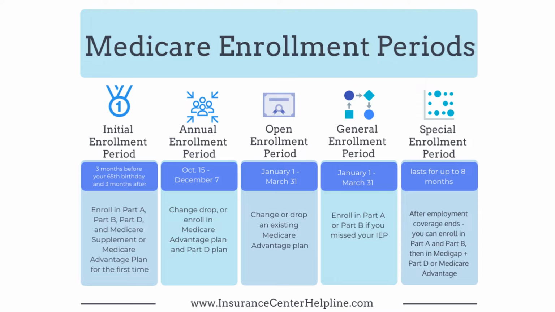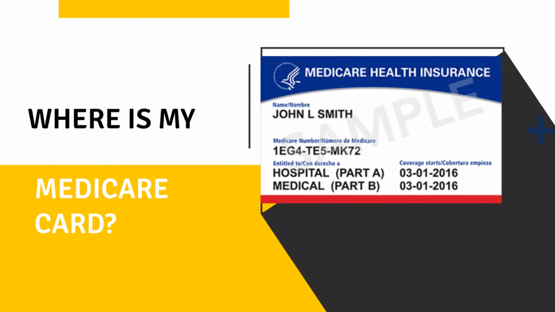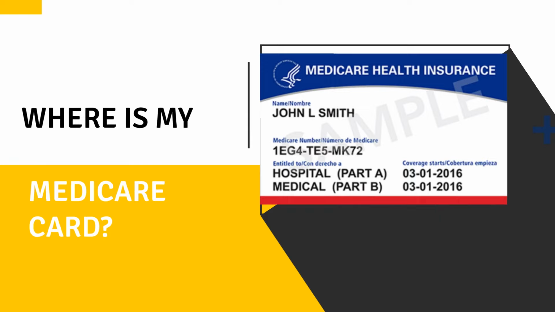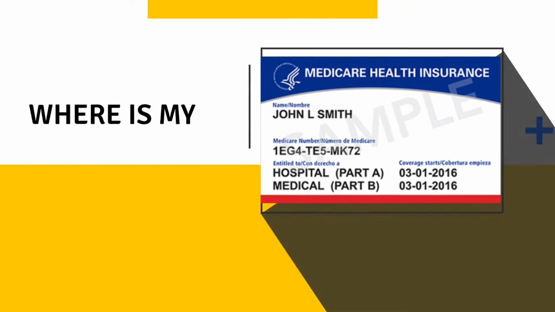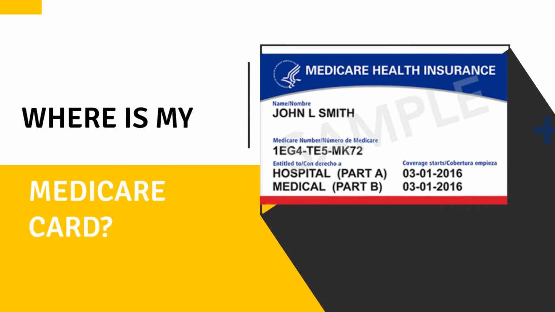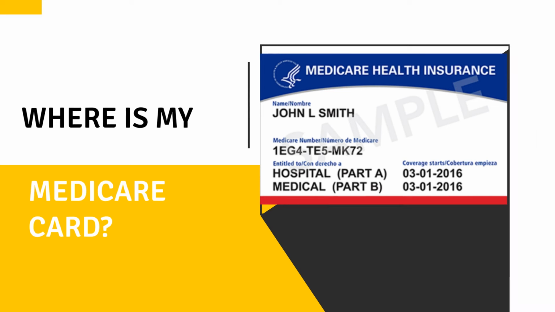For individuals who missed the initial enrollment period or didn't qualify for automatic enrollment, there is a general enrollment period that occurs each year from January 1st to March 31st. And during this time, you can sign up for Medicare Part A and Part B, but your coverage will start later in the year.